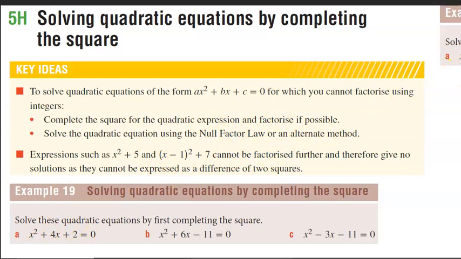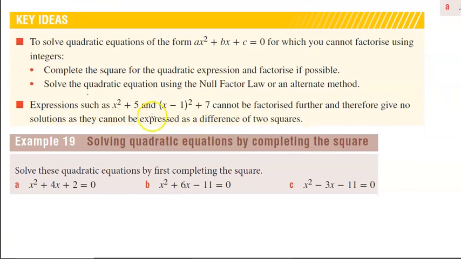We'll look at the examples here to show you how that's done. Just be mindful that expressions such as x squared plus 5, or something like (x minus 1) all squared plus 7, cannot be factorized because there's no way that we can fully factorize them any further. The first can't be factorized because it's positive, so you can't use the difference of perfect squares. And the second can't be factorized anymore. There's nothing else that can be done to this. So no solutions can be found in this case.